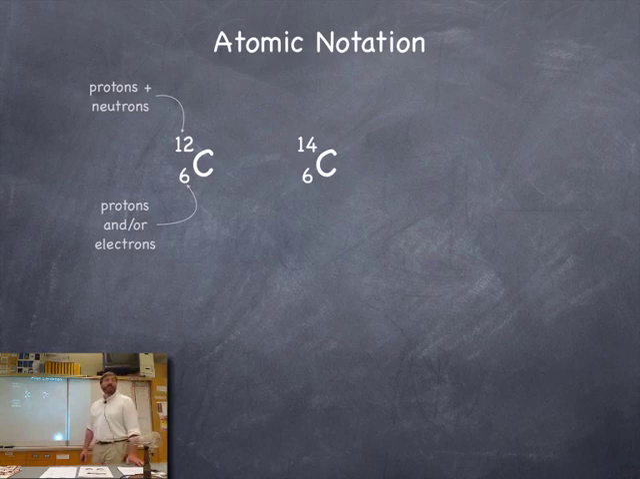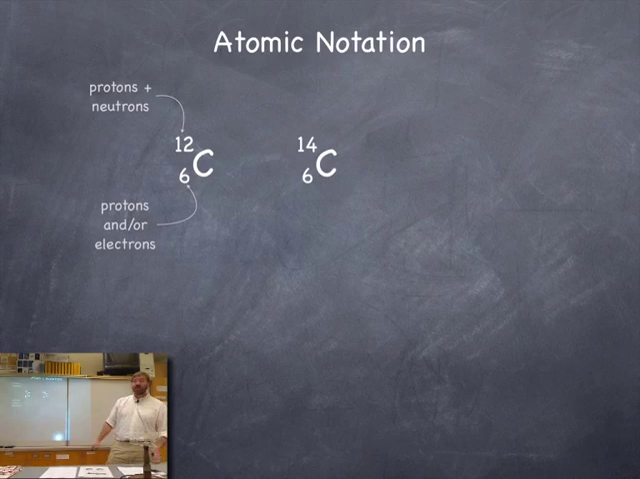Electrons are beta particles. Alpha particles, remember, were 2 protons and 2 neutrons, a helium nucleus. Beta particles, which we mentioned, are actually just electrons. Gamma rays are a form of light, a form of energy, very high energy photons. So we call atoms that have the same number of protons but different numbers of neutrons isotopes. Okay, so these are 2 isotopes of carbon.